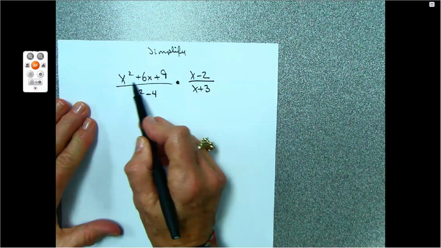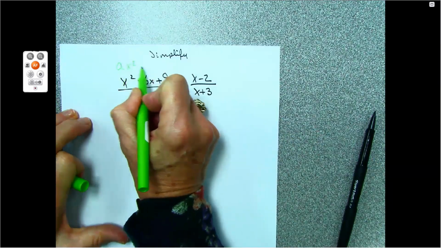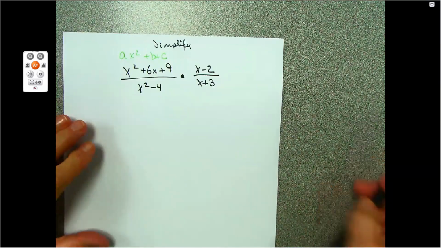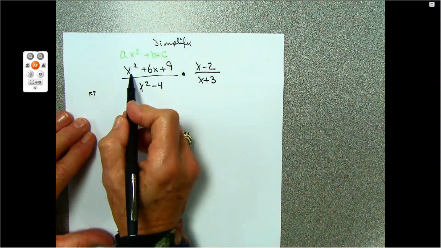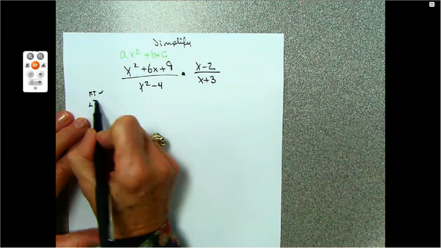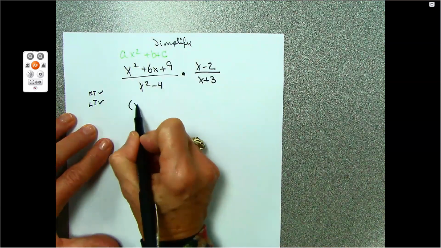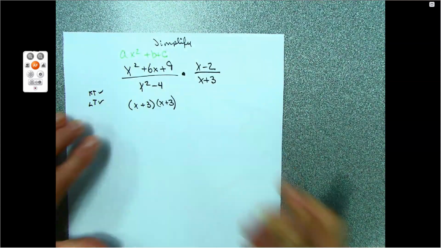So this looks like ax squared plus bx plus c. So we expect we could factor that as the product of two binomials. Is the first term a perfect square? Yes. Is the last term a perfect square? Yes, so we can factor that as x plus 3 times x plus 3. Perfect square trinomial.